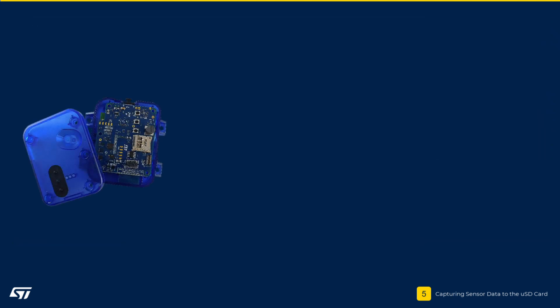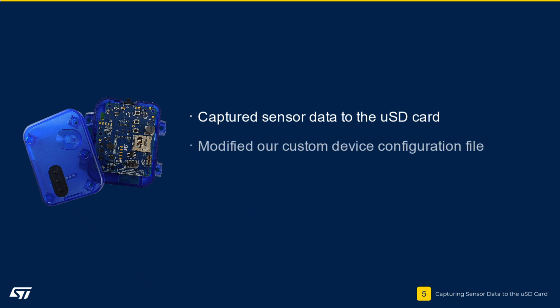In this module, we learned how to capture sensor data and save it to the micro SD card. We also customized our data capture by modifying the device configuration JSON file to our requirements. Finally, we used the included Python scripts to plot the captured sensor data. This concludes Module 5.